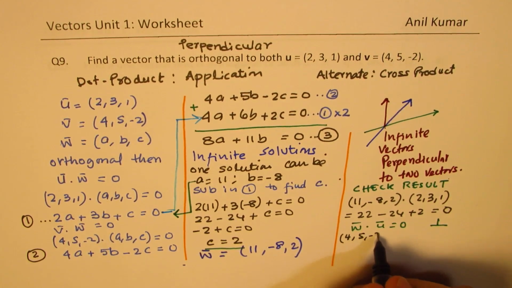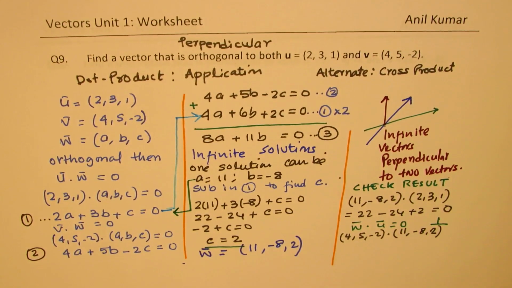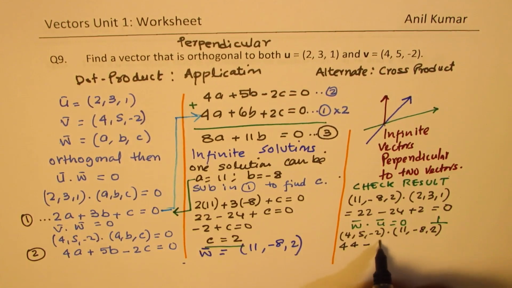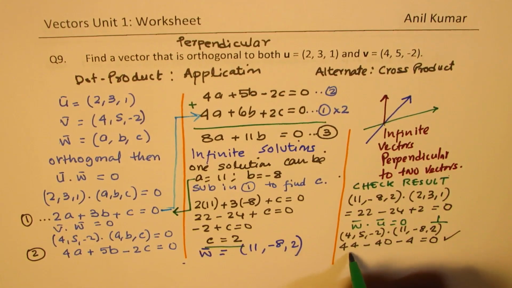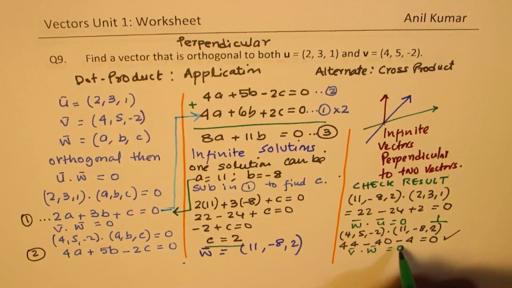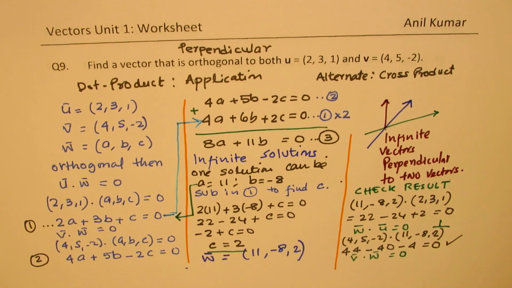You can do the same test with v also, right? So we have (4, 5, -2) dot (11, -8, 2). So that gives you what? 44 - 40, and that is 4, minus 4 from the last term, and this is also equal to 0. So that also confirms that the product v dot w is equal to 0. Do you see that part, right? It is important for us to understand that there could be many solutions, and we need to estimate one value, figure out the other one, and then substitute those to get the third one. So like this, we can get many solutions for perpendicular vectors to two vectors, right? Now let's take the related question, question number 10.